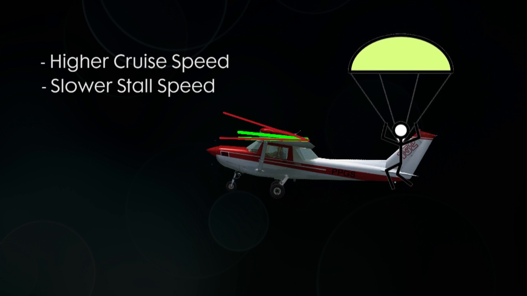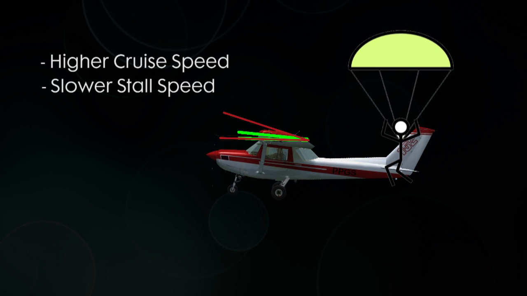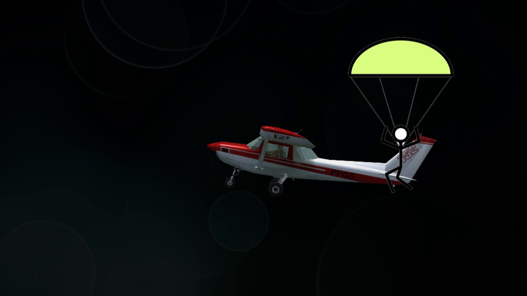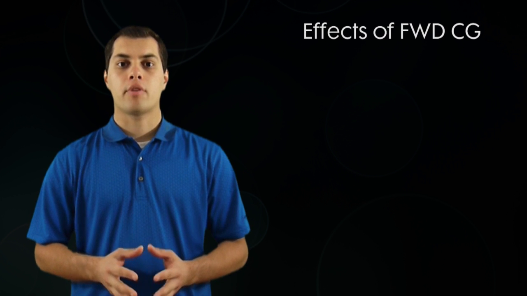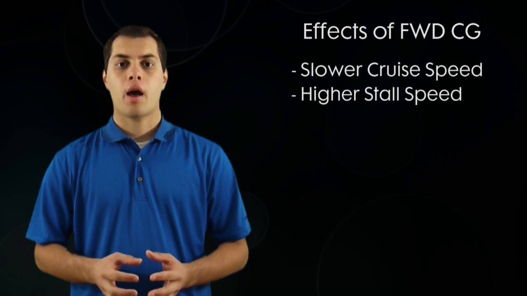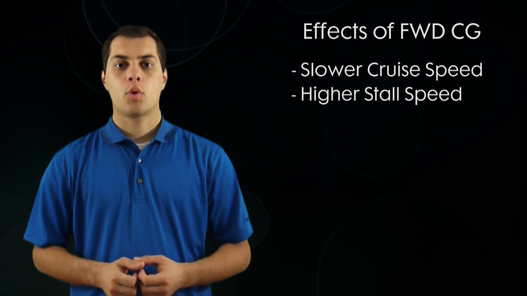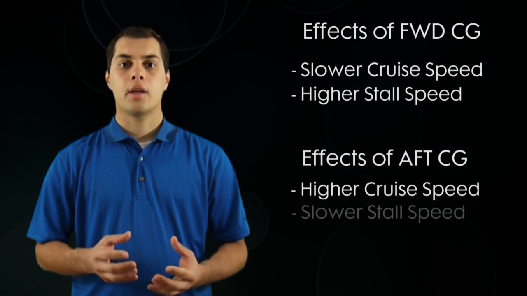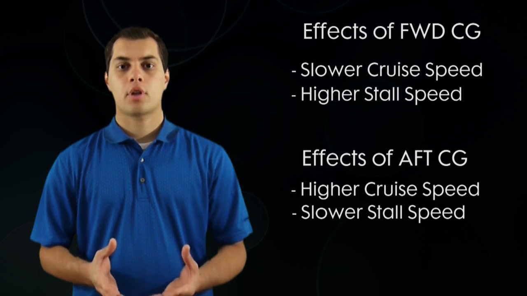What this means though is if you do get into a stall, you might not have enough elevator force to push the nose forward and reduce the angle of attack to recover from the stall. So let's do a quick recap. With a forward center of gravity, you will have a slower cruise speed and you will have a higher stalling speed. With an aft CG, you will have a higher cruise speed, you will have a slower stalling speed. But if you stall, you might not recover.